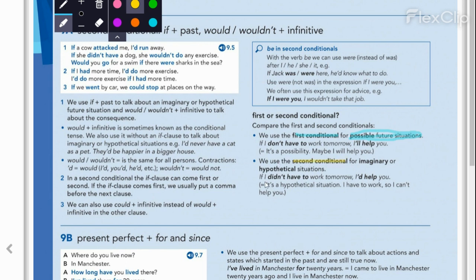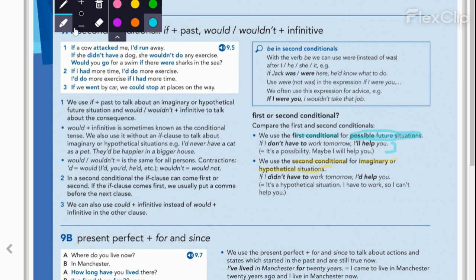Let's read an example. If I didn't have to work tomorrow, I would help you. So we use the second conditional for imaginary or hypothetical situations, okay? This example is a hypothetical situation. I have to work, so I can't help you. It's impossible. On the other hand, the first example was a possibility. Maybe I will help you if I say that, okay? So that's the difference between the first and the second conditional.